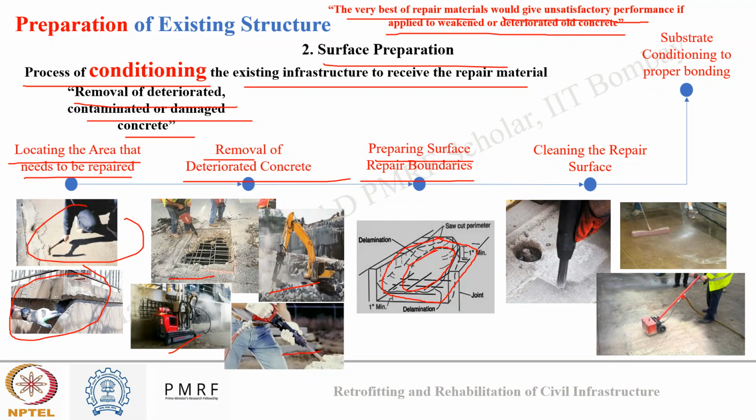Now, this clearance area is usually in the shape of a rectangle or square so that the repair material applied later can adhere to the substrate properly. Once I've cleared out enough area that needs to be repaired, the next step is cleaning the repair surface.